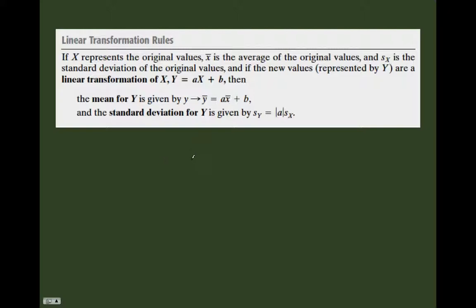So what this first part says is that if I take the mean from the x data and multiply it by a and add b, that gives me the mean for the new variable, y. We could call that y bar. And then the standard deviation, now remember, this is another thing that gets confusing.